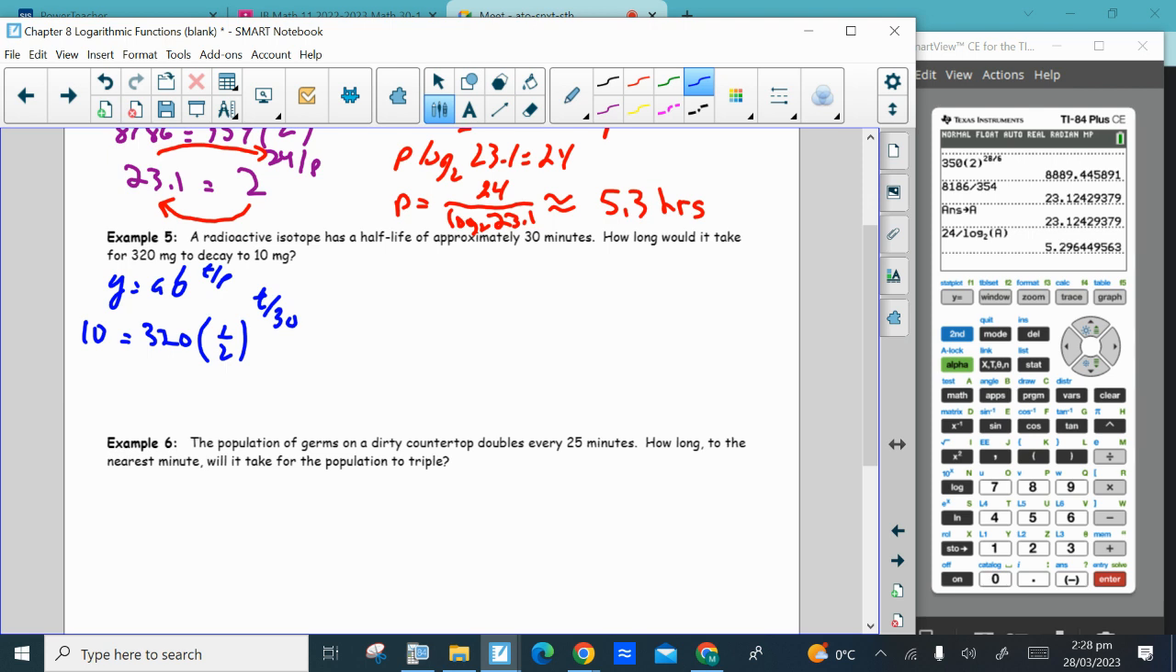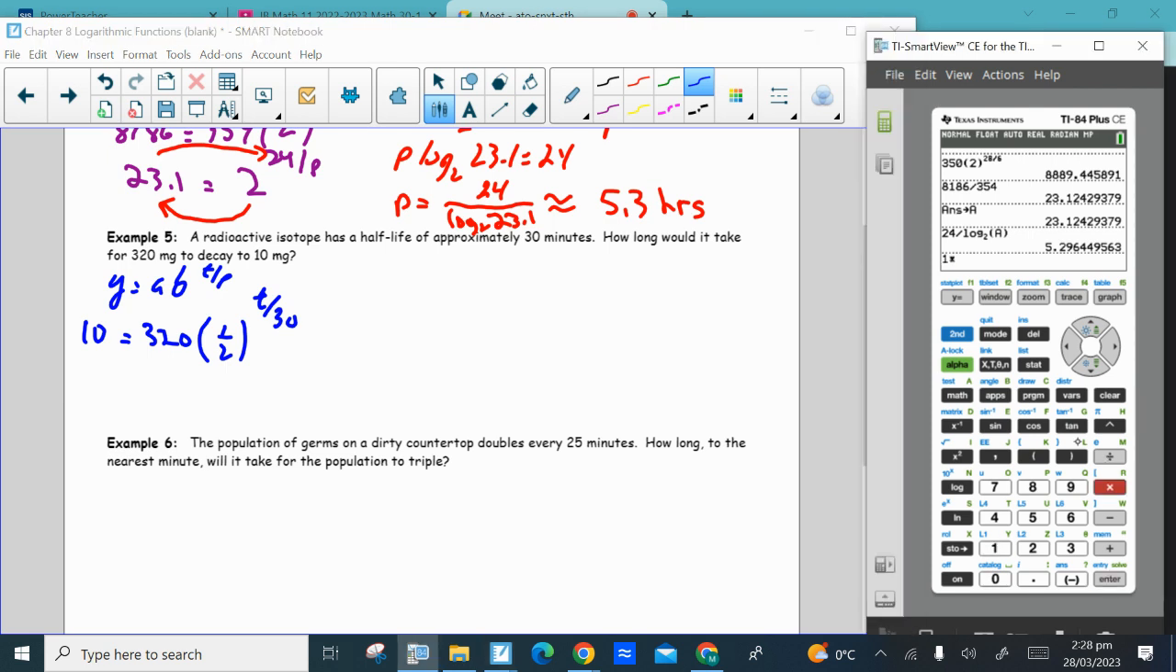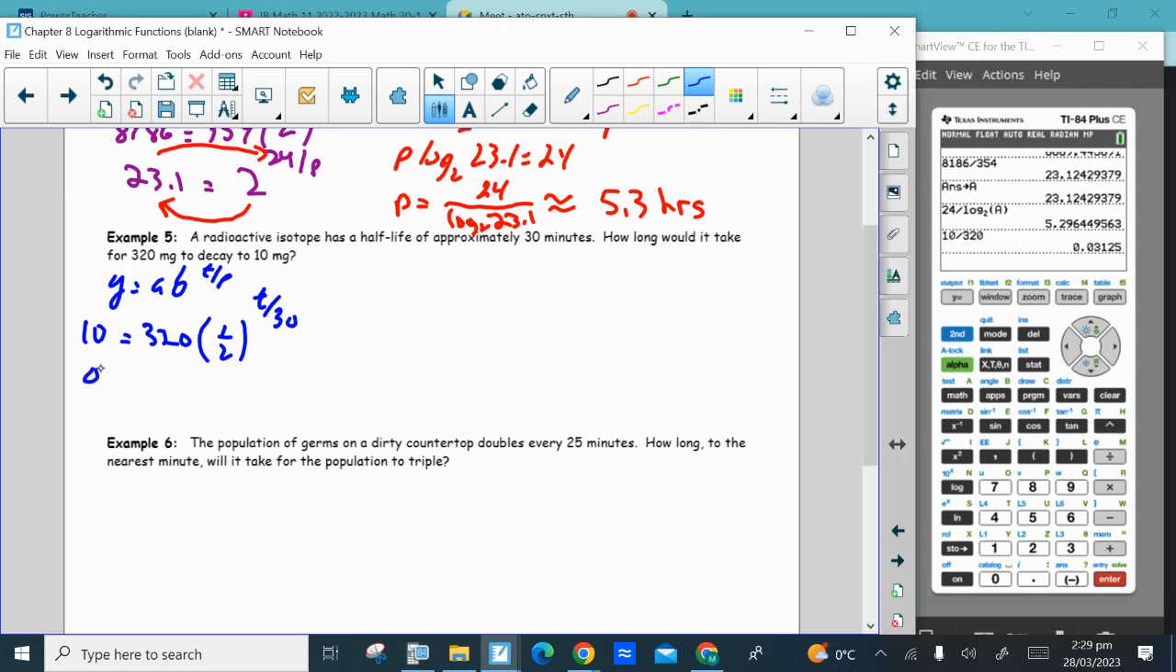So we need to solve for T. I would start by dividing both sides by 320. So 0.03125 will equal 1/2 to the power T over 30.